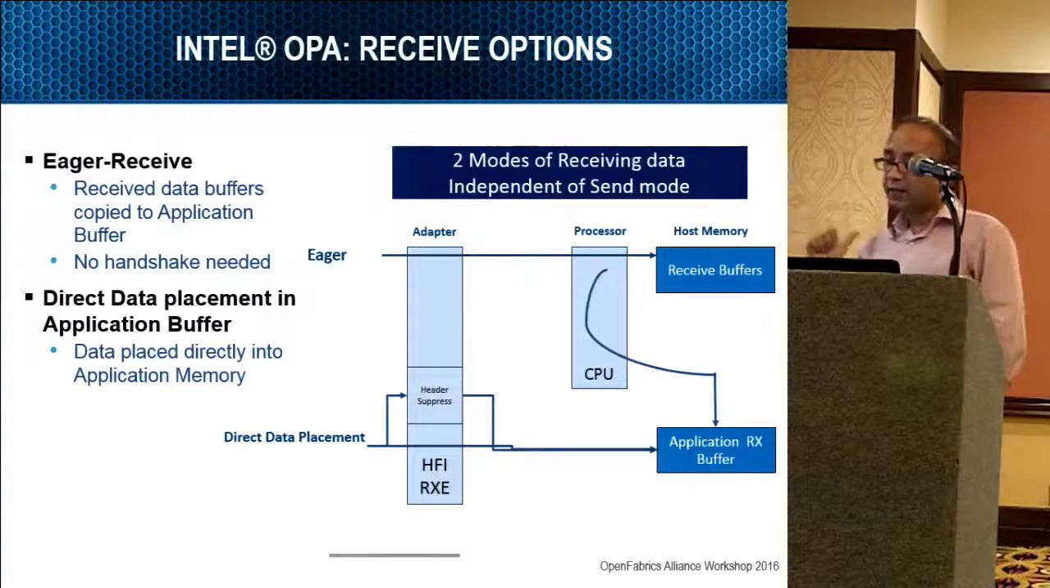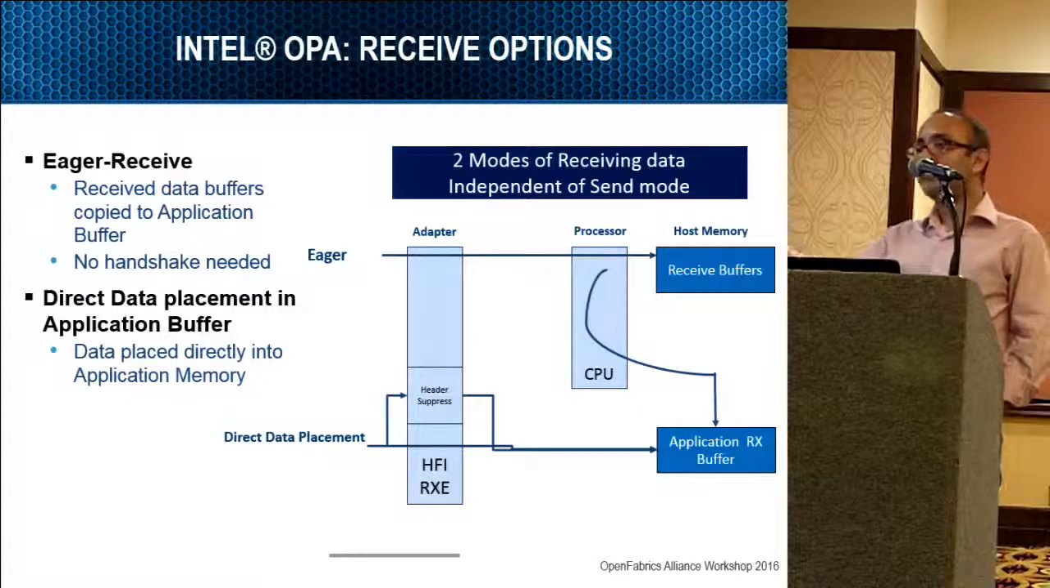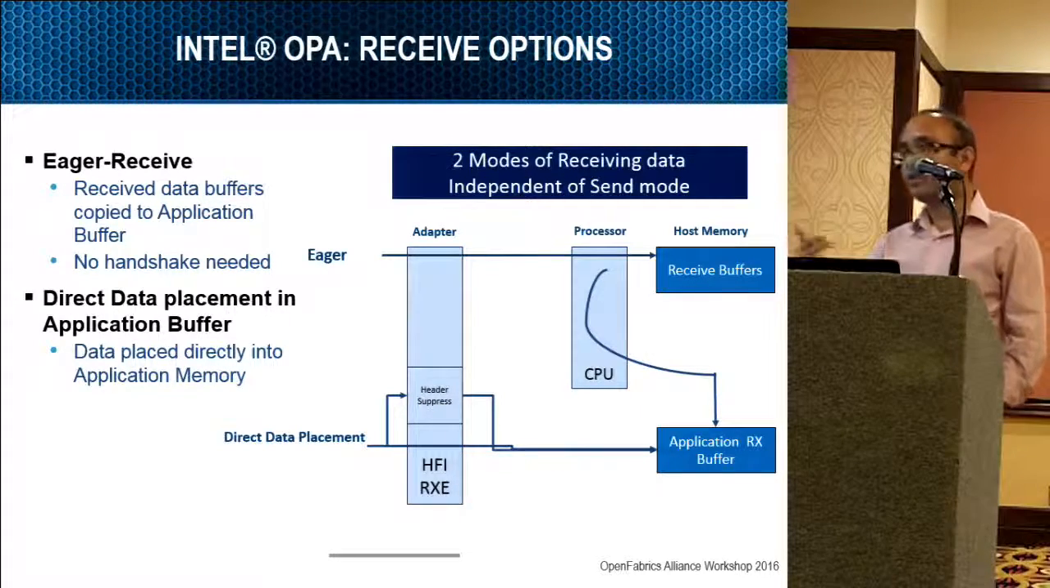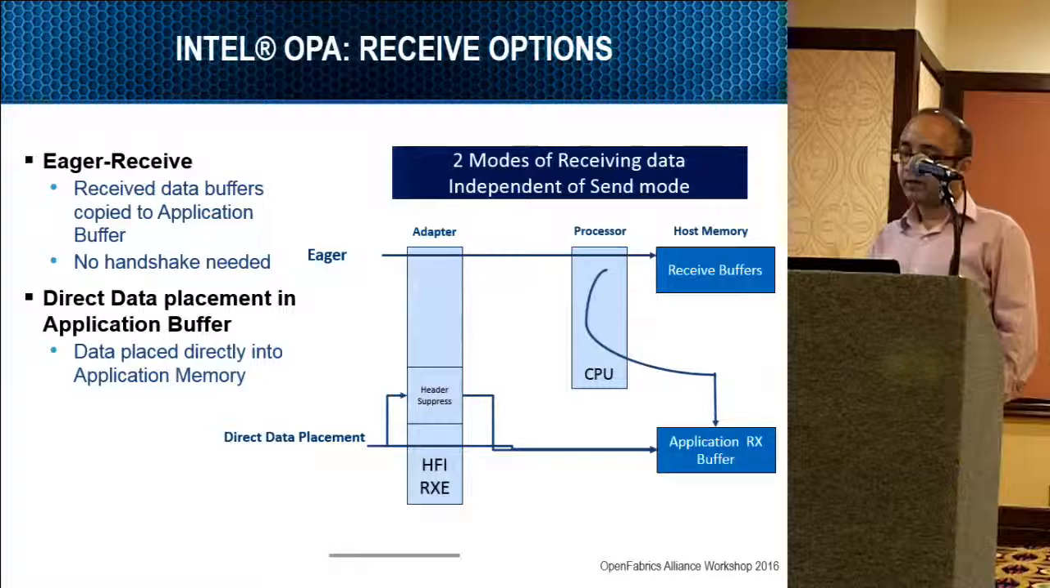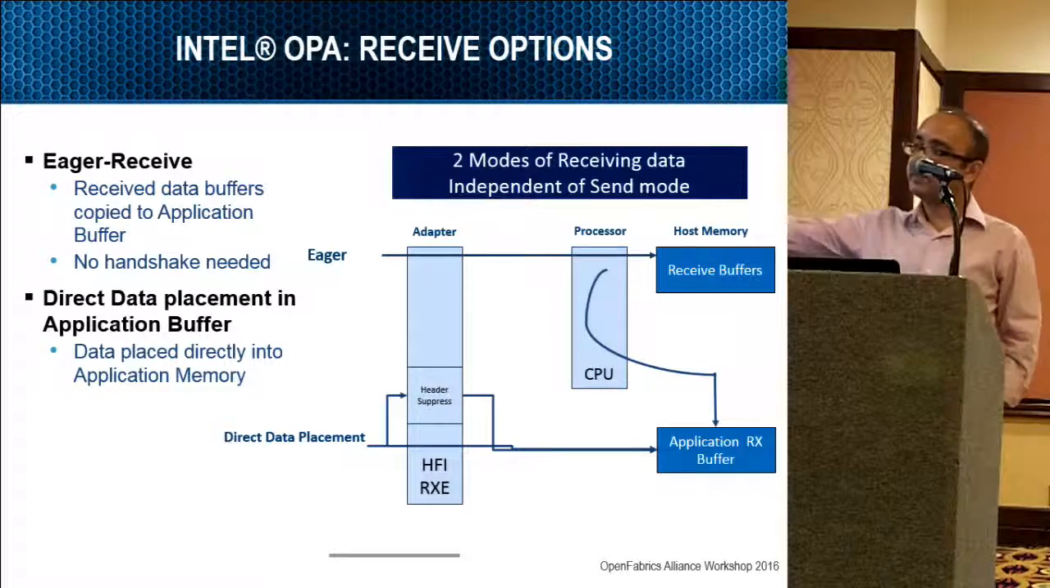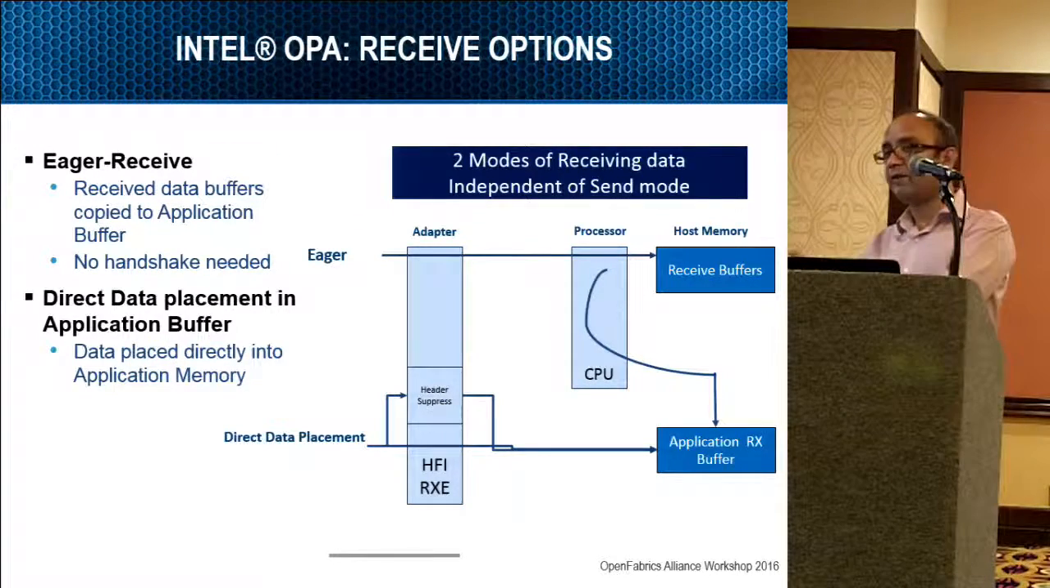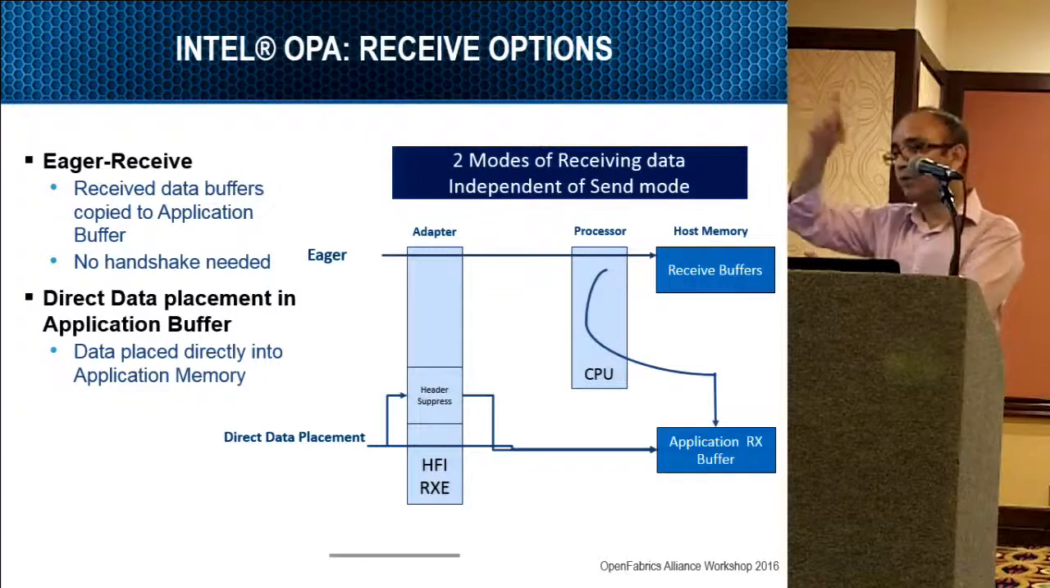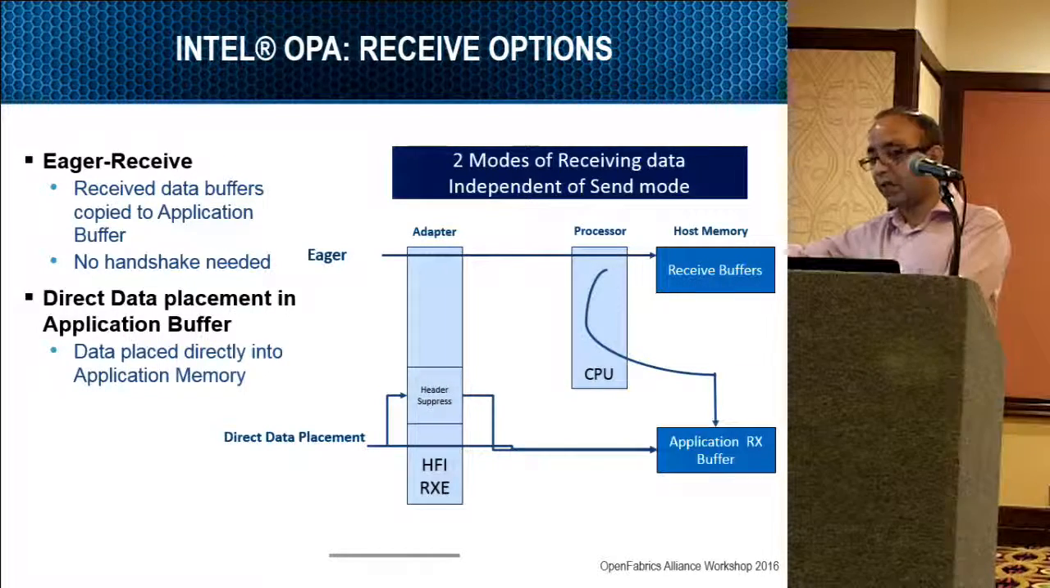On the receive side, we again have two methods to receive data. One is eager and one is expected. The eager method essentially receives the data, and the data is dumped in a buffer. Think of it as a bounce buffer, and then you copy the buffer from there to the target destination buffer of the application.